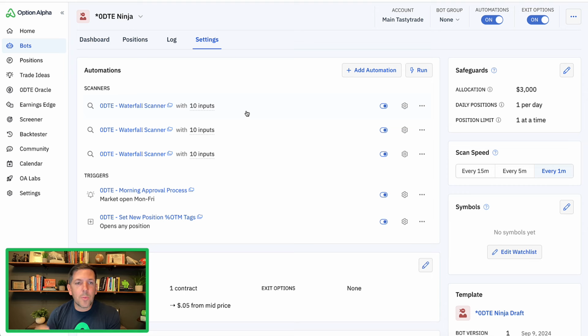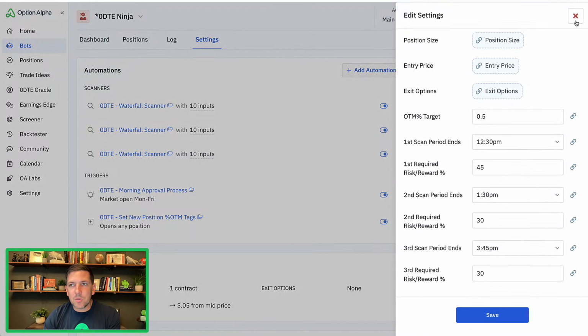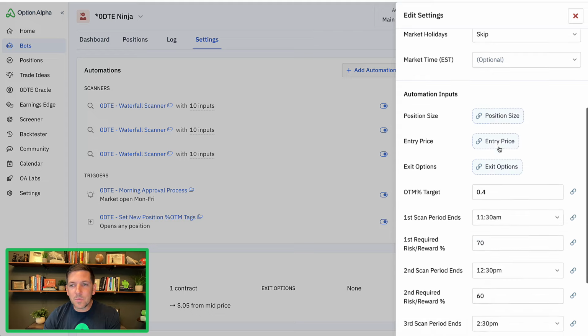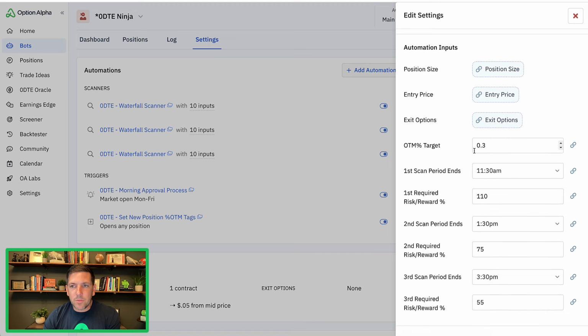As soon as the market opens, it gets approval, then it's going through this waterfall sequence. Again, what I do here is I run the furthest out automation first. Then the next automation I run is 0.4%. And then the last automation that I run is 0.3%. So the entire day, I'm checking furthest out for each scan period, then checking next one in, and then next one in. As long as I hit my numbers for these, I'm okay with it.